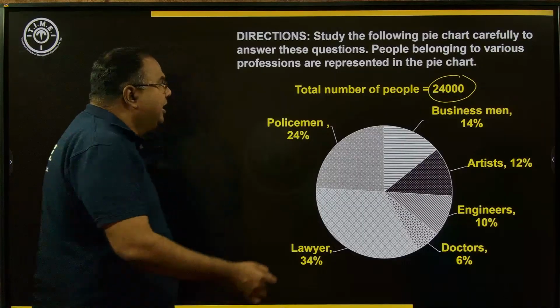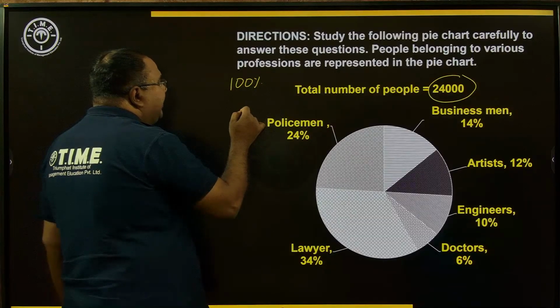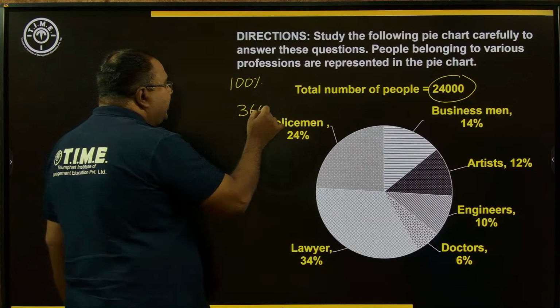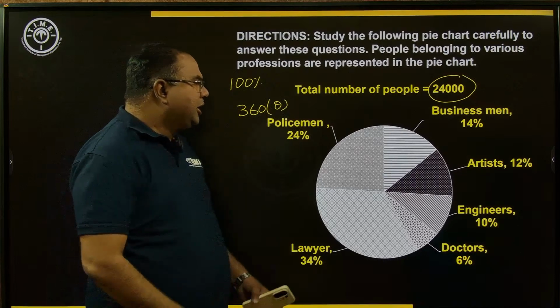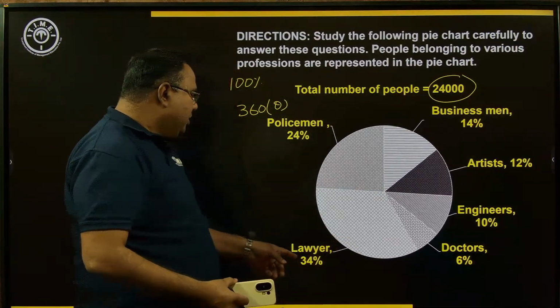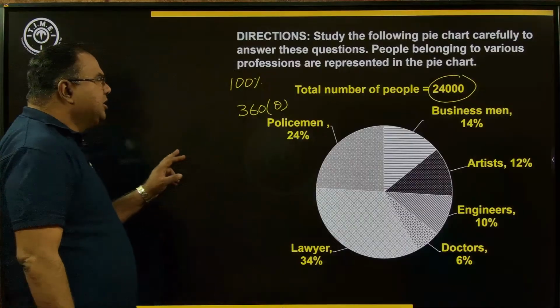When it is given in percentage, the total has to be 100%. When it is given in degrees, it must be equal to 360. But this is a percentage pie chart. If you add: 26, 36, 42, 46, 50, 80 plus 20, the total has to be 100. Let us start solving the questions.